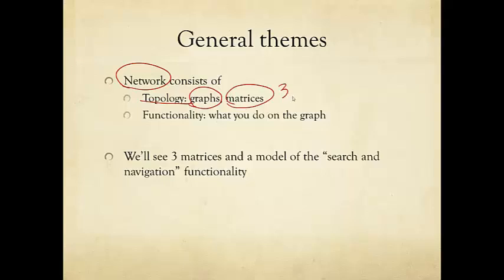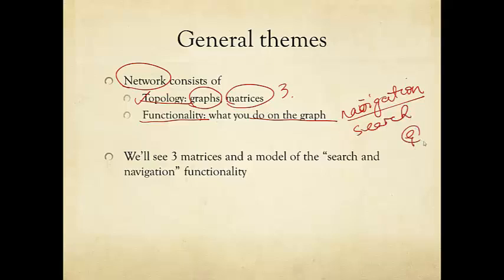We will see within today's lecture 3 matrices to describe in increasing order of complexity the graph that we are dealing with. But that's only half of the story. The other half is the functionality that you would like to study that's running on top of this network. That's what you do on the graph. In today's case, what you do can be viewed as a special case of navigation or search.